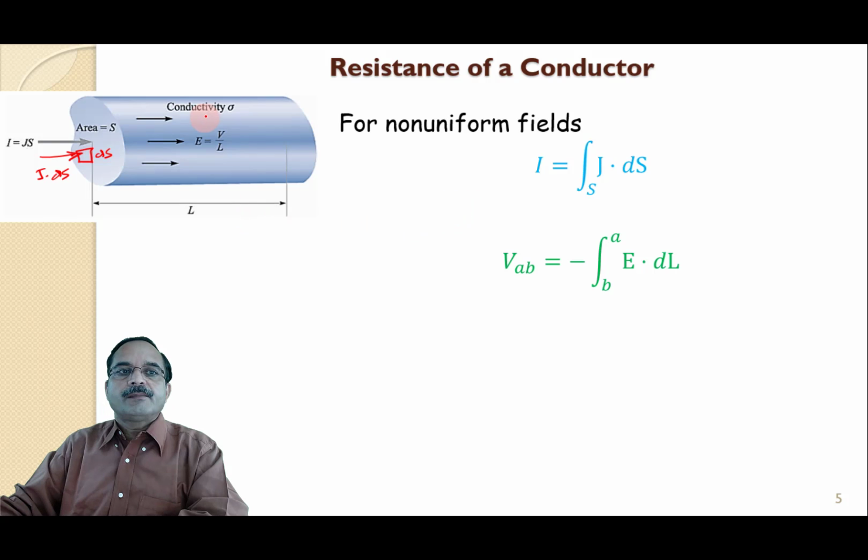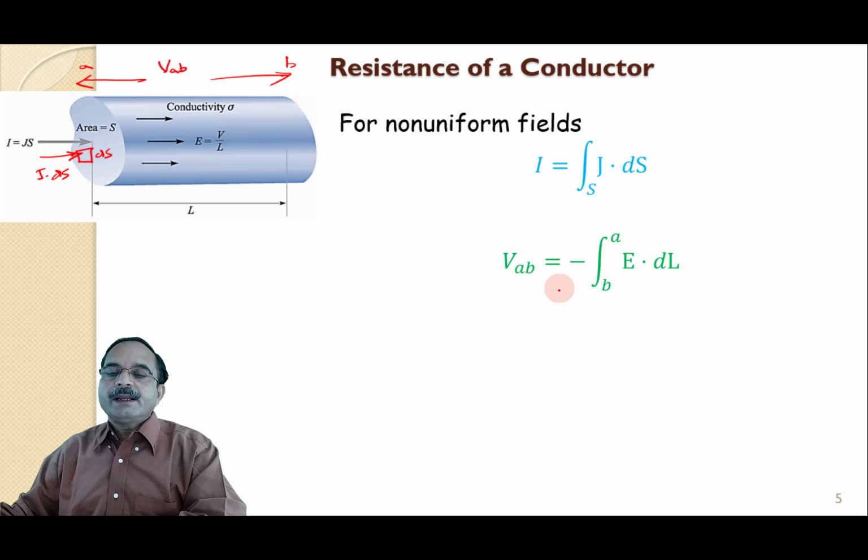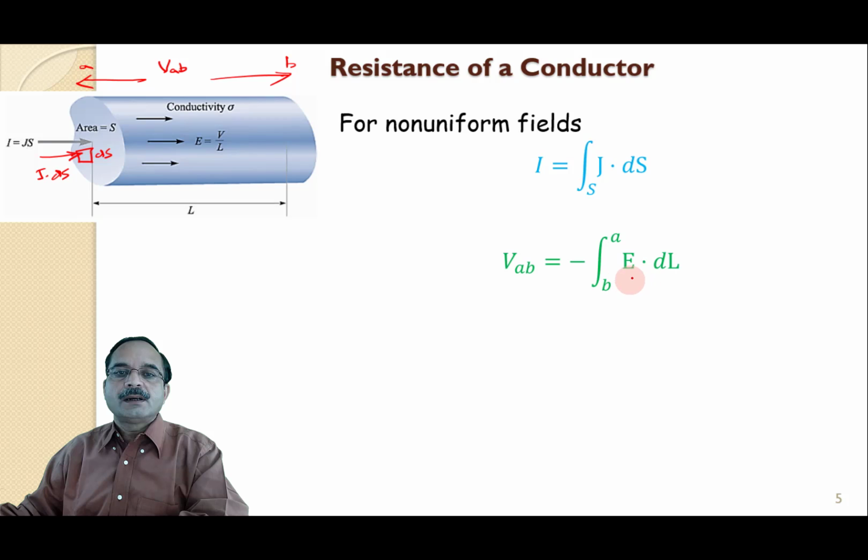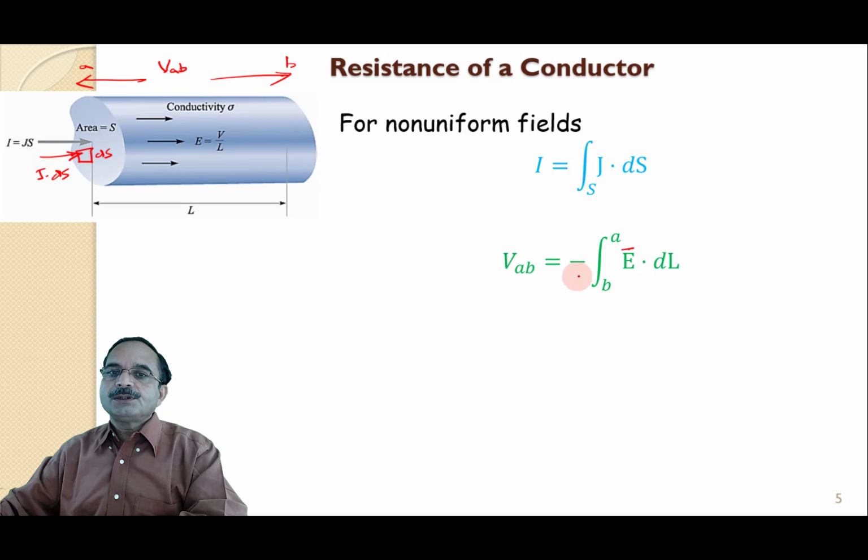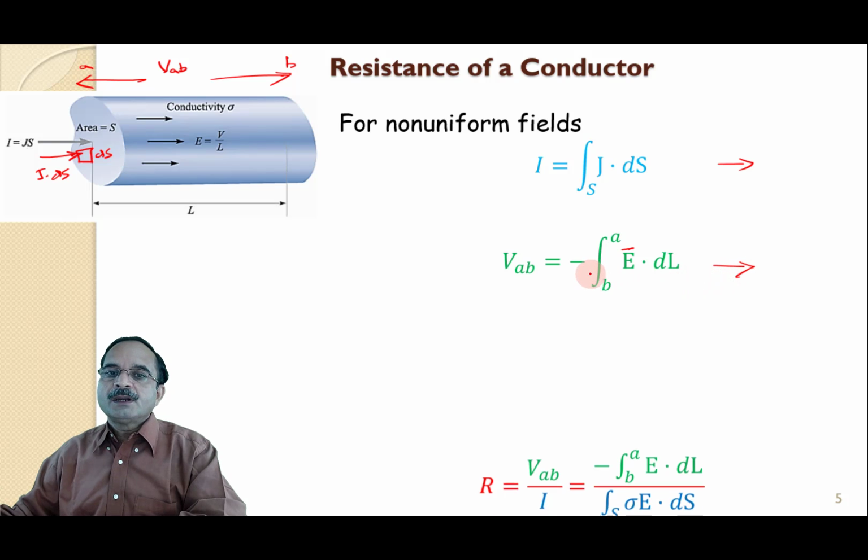Now the voltage across this conductor, let us say VAB, if this is the point A and this is the point B, voltage along this conductor is given as minus integral from B to A of E dot dl. So that is the line integral E dot dl. Now as E is not uniform, we cannot take this E outside of this integral, as we did earlier. So this is the expression for current flowing through the conductor, and this is the expression for voltage across the conductor VAB under the influence of non-uniform fields.